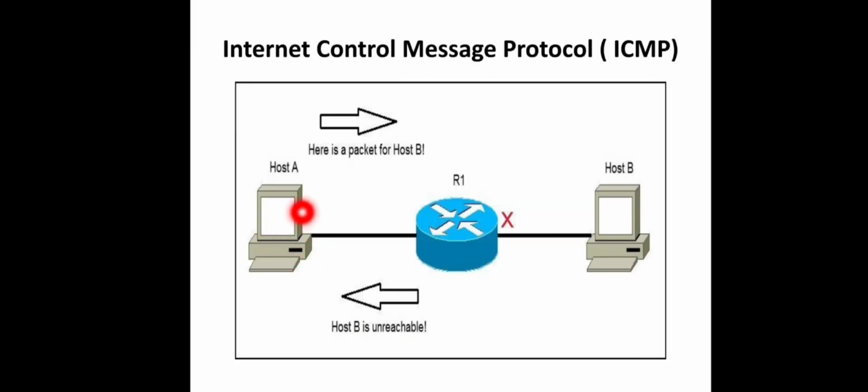Suppose this machine A wants to send some message to host B through some intermediate routers and gateways. Suppose we have one router R1 here, and the link from R1 to host B has failed. There is no way to reach host B. In that case, the ICMP protocol inside this router will inform the sender that host B is unreachable. Such error control mechanisms are provided by the ICMP protocol.